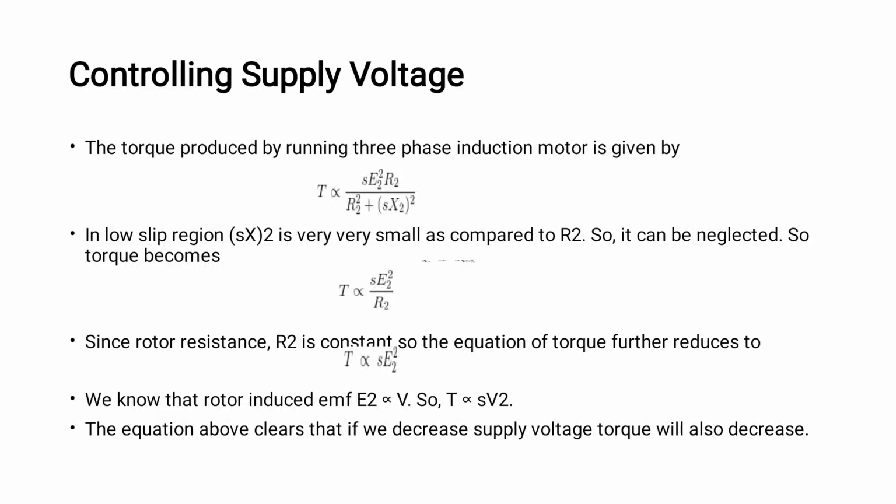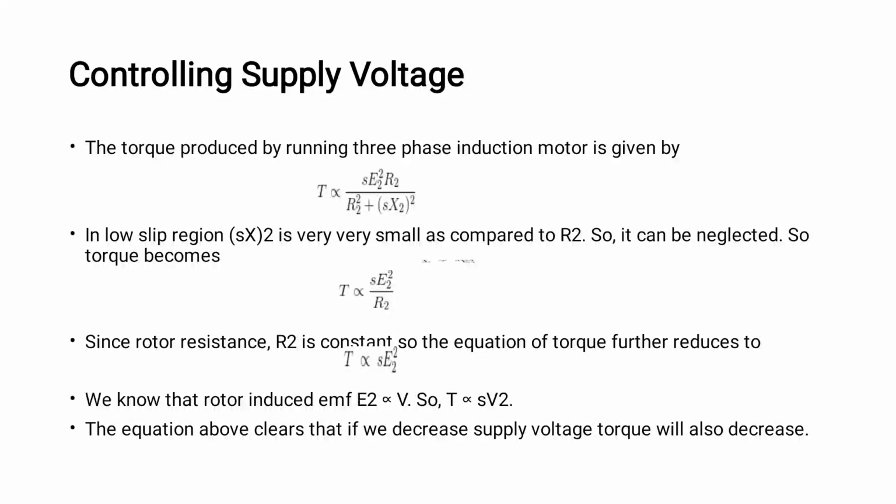Next, controlling supply voltage. Here the torque produced by the three-phase induction motor is given by T directly proportional to S E2 square R2 divided by R2 square plus (S X2) the whole square. Initially the motor runs at maximum slip, but in the low slip region this (S X2) whole square is very small when compared to the resistance, so it can be neglected, and the torque equation becomes T directly proportional to S E2 square by R2. Since we are using the constant resistance R2, the torque becomes T directly proportional to S E2 square. The induced EMF in the rotor E2 is directly proportional to voltage, and so the torque becomes S V square.